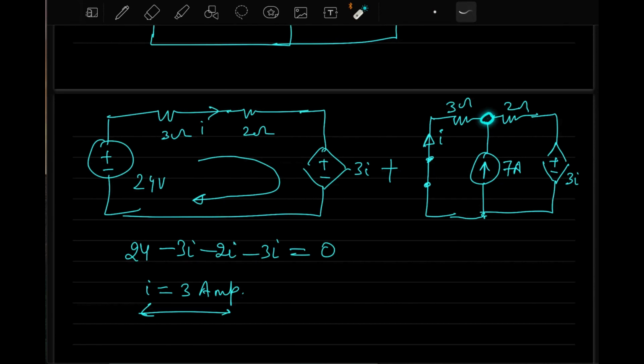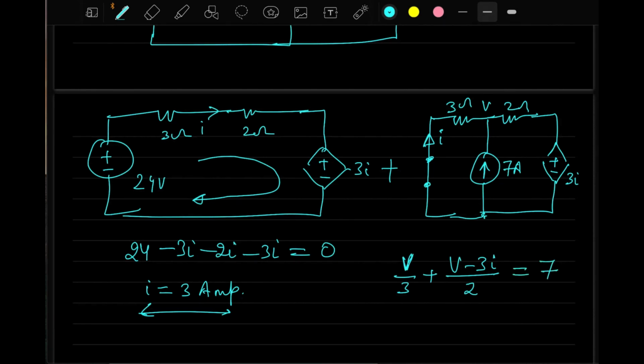You can take this value as V1 here. This is your V1 or V, whatever you say. It's V here, let us say. So it will be what? V divided by 3, plus (V minus 3I) divided by 2, equal to 7. So will you all agree with this? What I have written here.